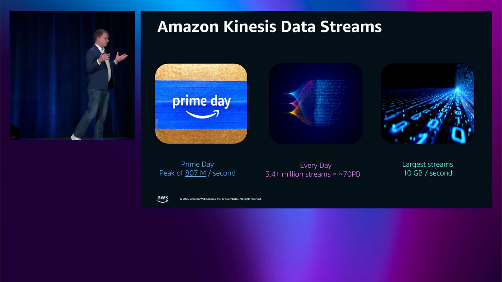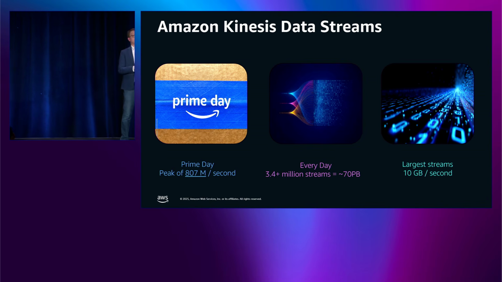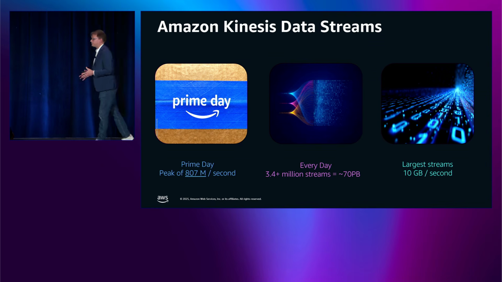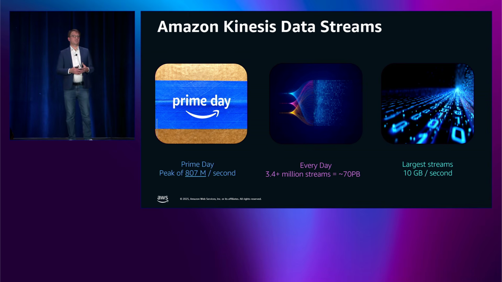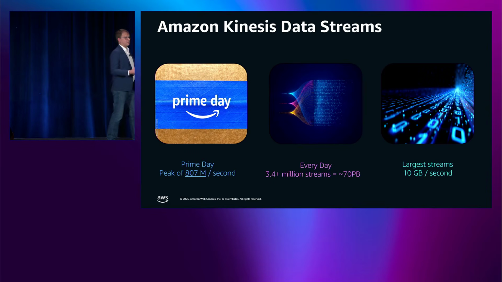Every day, over the 3.4 million or so streams that customers have on Kinesis Data Streams, we process about 70 petabytes of data. Zooming in on the scale of an individual stream, customers are sending as much as 10 gigabytes of data per second through one single stream. That doesn't necessarily sound like a big number, but it's gigabytes with a big B, and that's about a 4K movie every second. So some serious data that we're talking about.